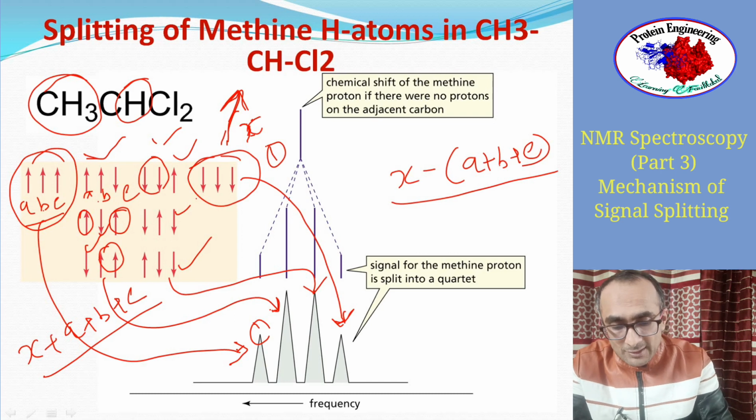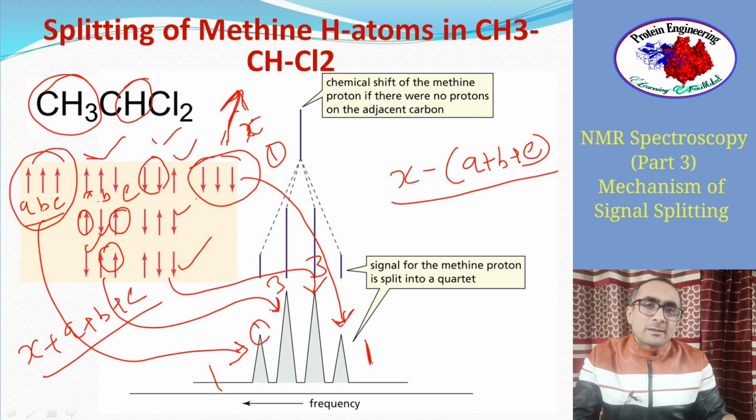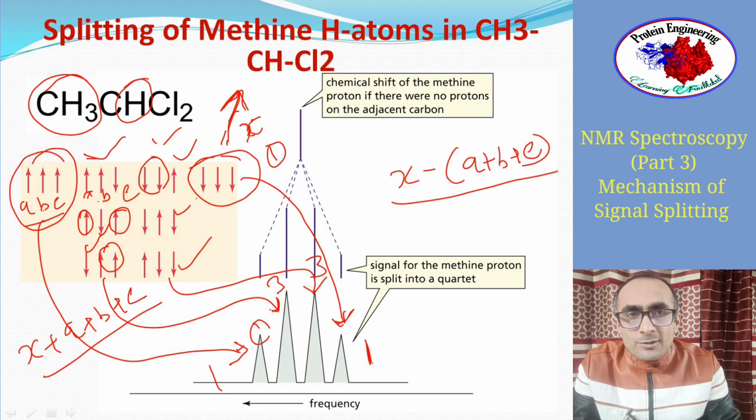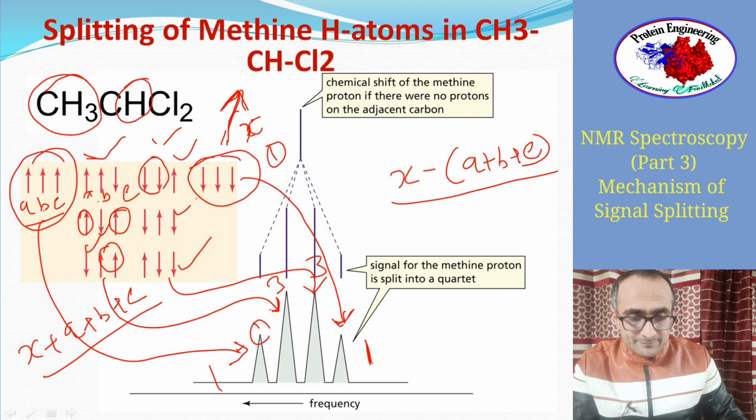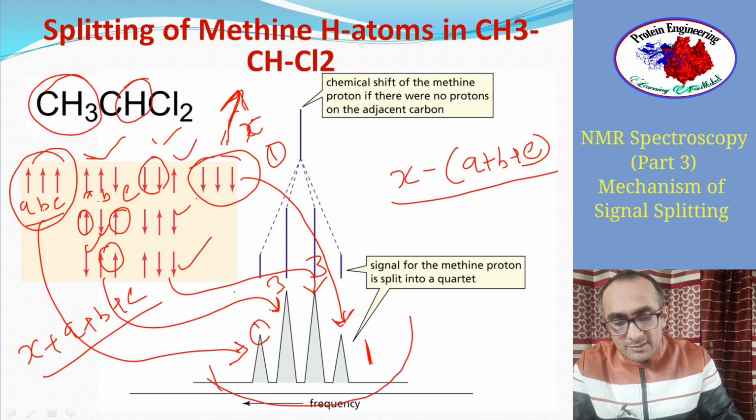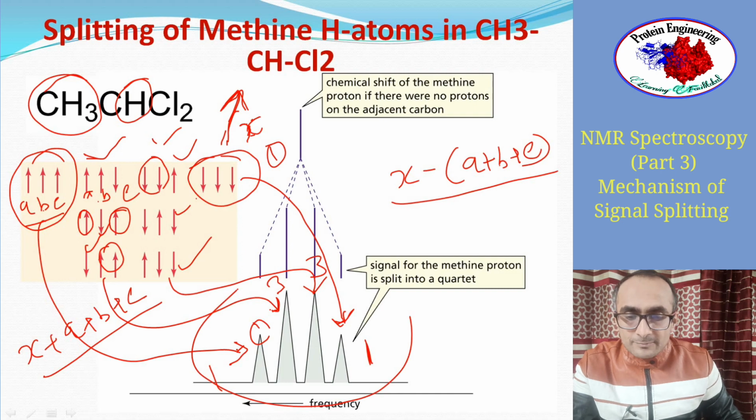So the ratio here would be 1:3:1. So this ratio, the peak height, is basically represented by possible combinations of orientation of hydrogen atoms in the neighborhood. So you get a quartet signal for the CH proton in this compound.